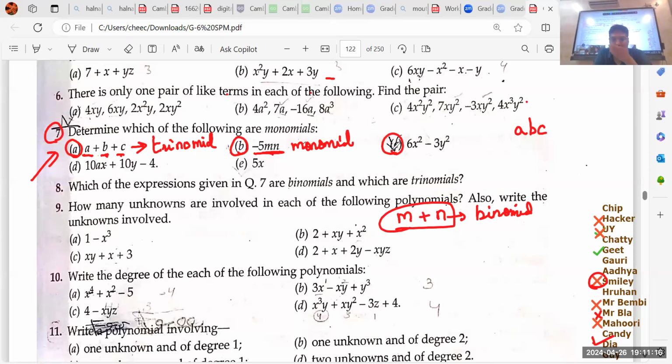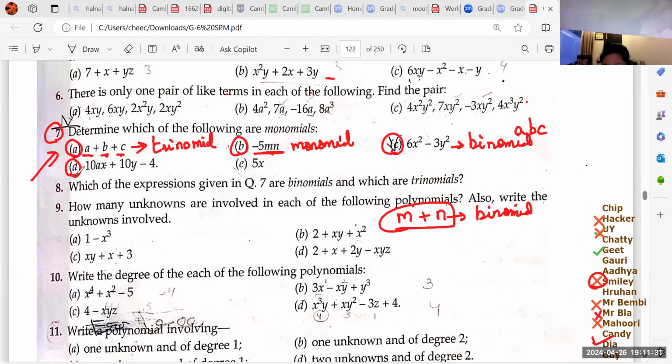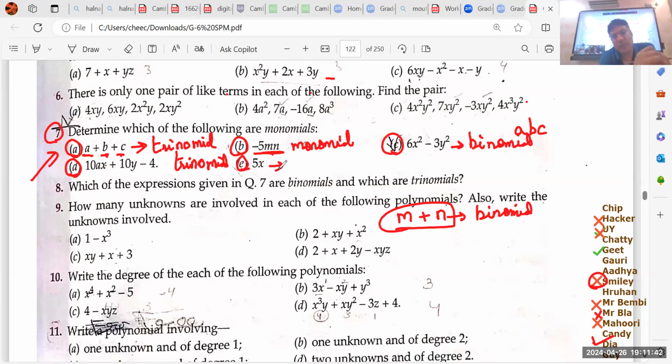C part. Sir, C part is a binomial. Binomial. D part, your chance. Shouldn't it be a poly? Trinomial. Trinomial. Then E part. Monomial. Monomial. Fine.